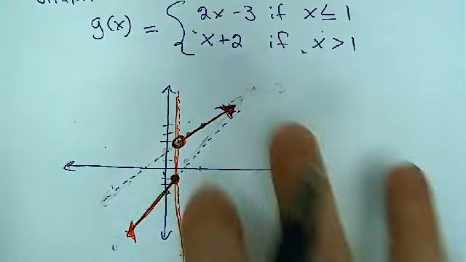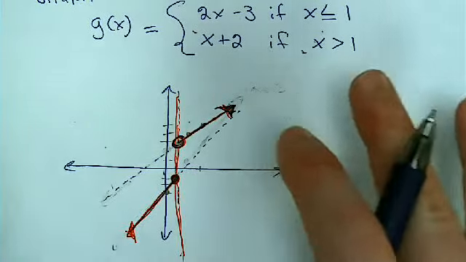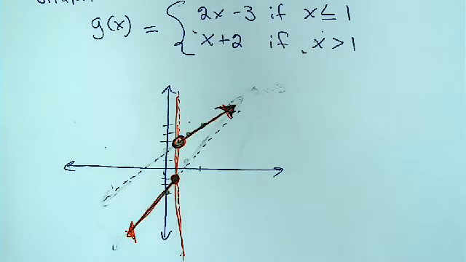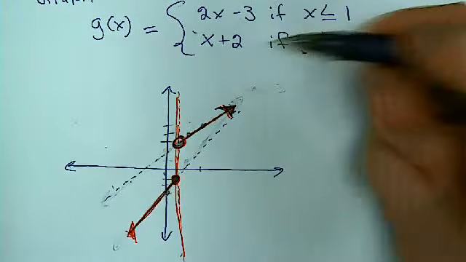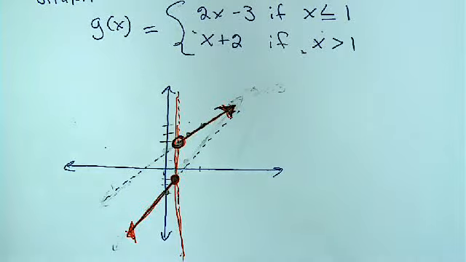The advantage of doing it this way is that I don't have to come up with a whole bunch of numbers for a table of values. The downside, if you're not comfortable graphing, you really have to be good at taking these functions and knocking out a graph quickly and efficiently.